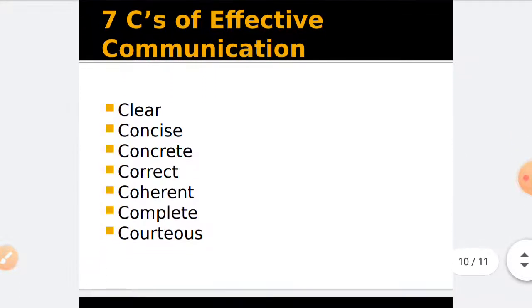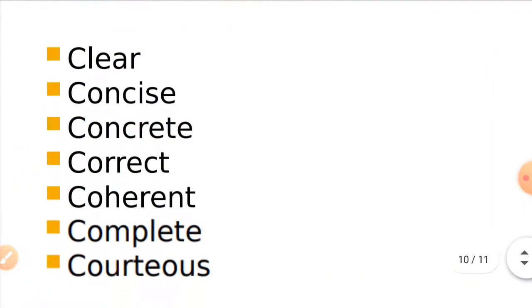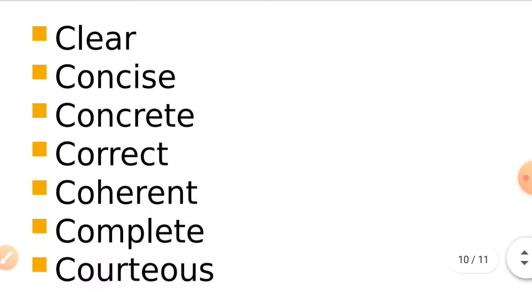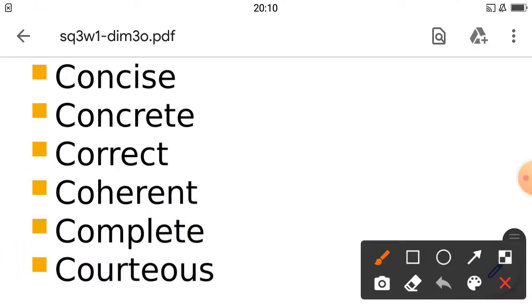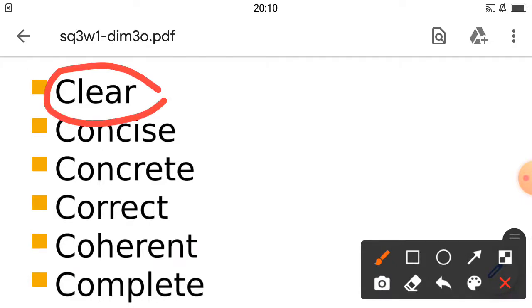And so finally, towards the end of the presentation, I would like to discuss the 7 C's of effective communication. What are the 7 C's of effective communication? So the very first C is clear. When writing or speaking to someone, be clear about your message. In order to be clear, one tip is to try to minimize the number of ideas in each sentence.